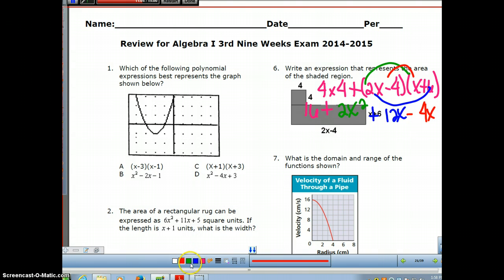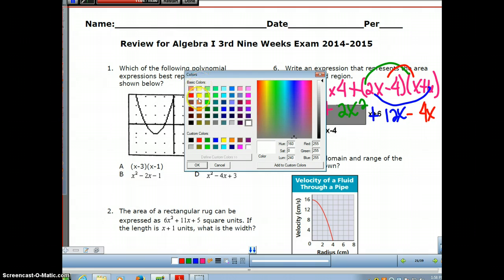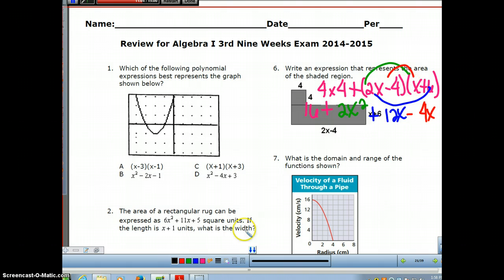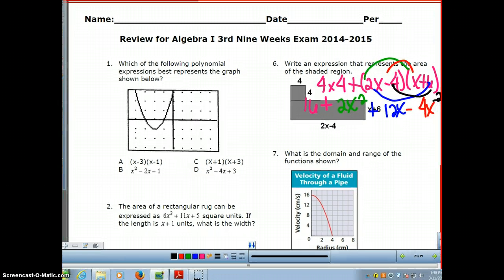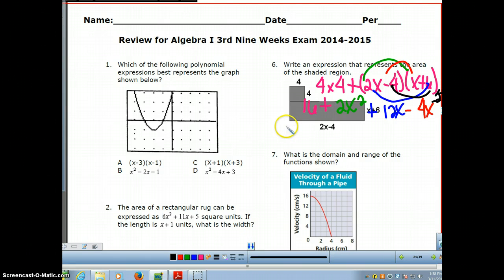And then we have the last ones, right? Yeah. Okay. And then the last ones. We got negative 4 times a positive 6 gives us a negative 24. I knew I was going to mess that up. All right, I'm going to rewrite it. So we've got 16 plus 2x squared plus 12x minus 4x minus 24.